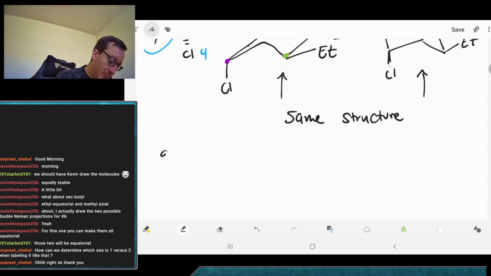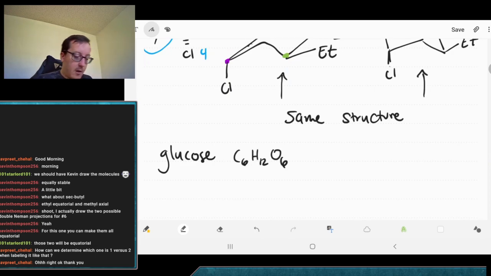Let's talk about glucose. There are very, very many constitutional isomers that we can make out of glucose. That formula, C6H12O6. 16 of them happen to be 6 carbon sugars. So there are, for this particular formula, 16 6 carbon sugars.